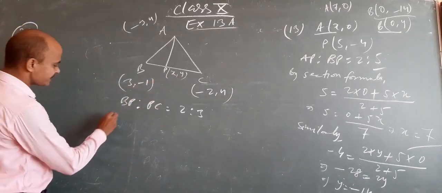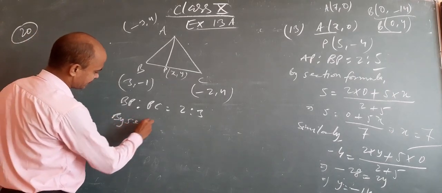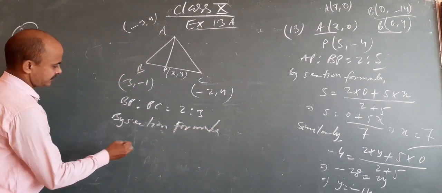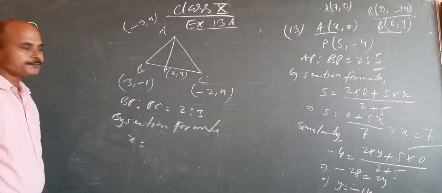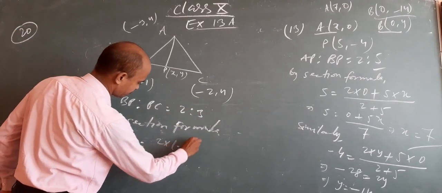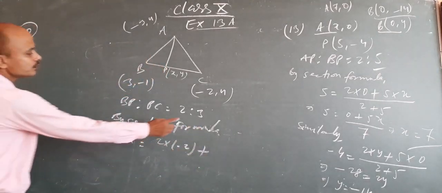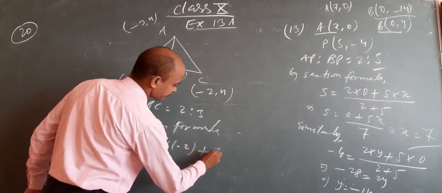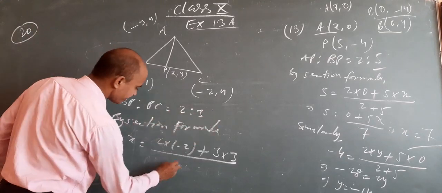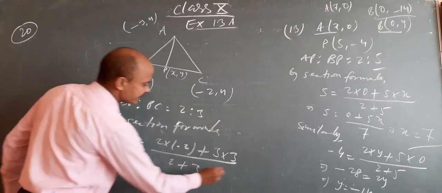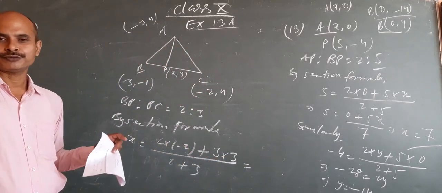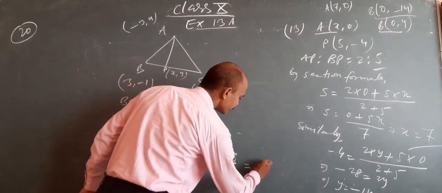So x coordinate by section formula. x is equal to m1 x2 plus m2 x1 by m1 plus m2, 2 plus 3. This gives 9 minus 4, 5 by 5 is equal to 1.